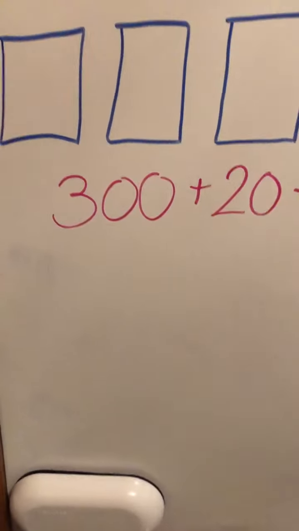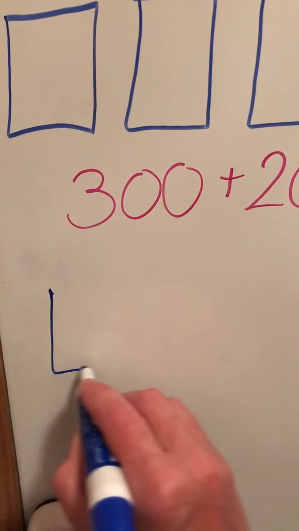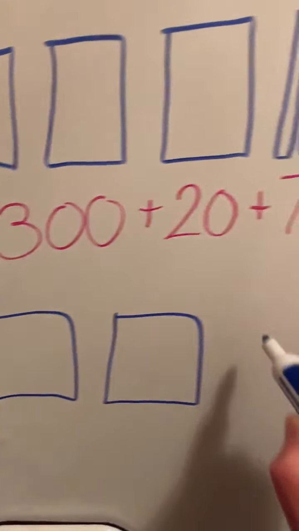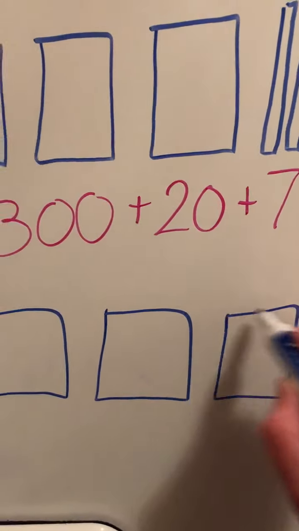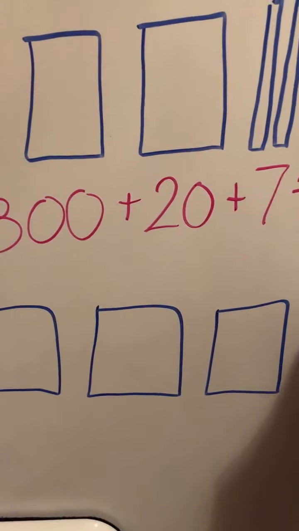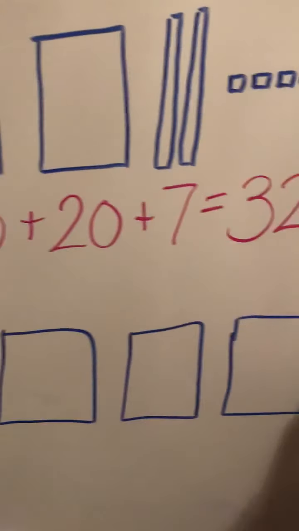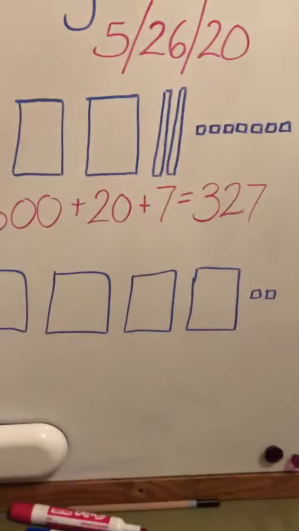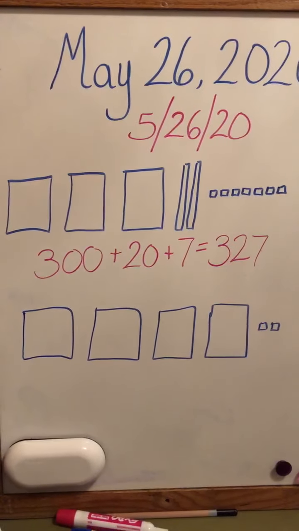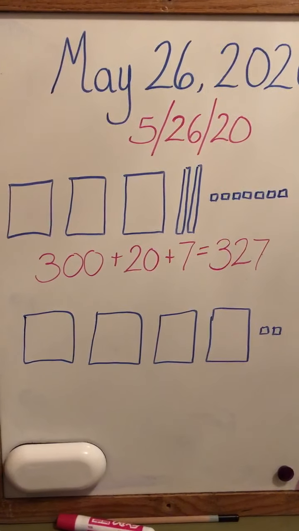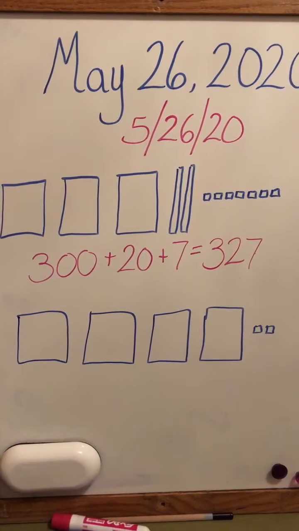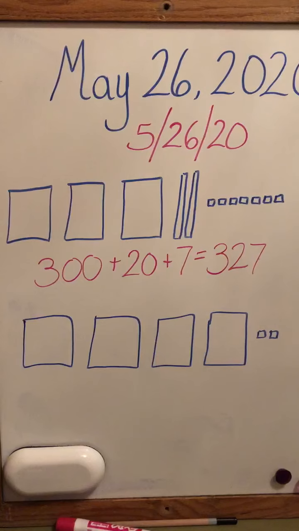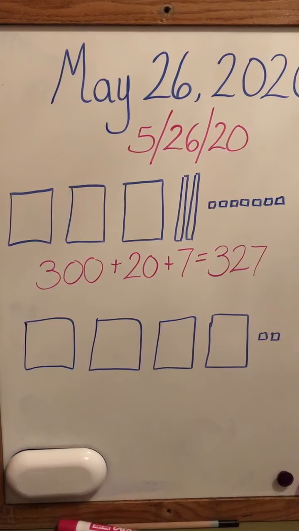Okay, this time I'm going to have, I'm drawing some 100 flats here. Notice they are large squares, so we know they are not unit cubes. And then I'm going to draw 2 little unit cubes on the end there. Look at that, guys. What number would this be? You have 4 hundreds and 2 unit cubes. Now, do we have tens? Do you see any 10 sticks in this number?